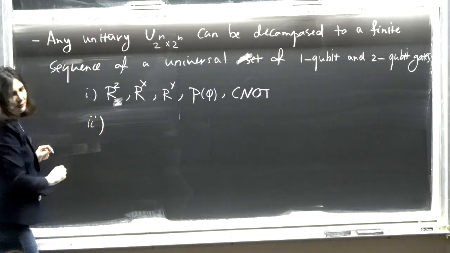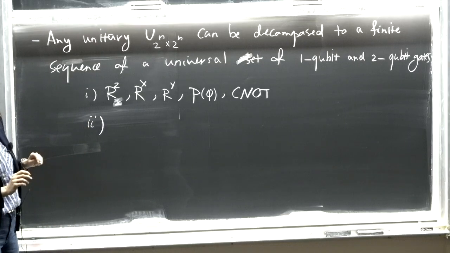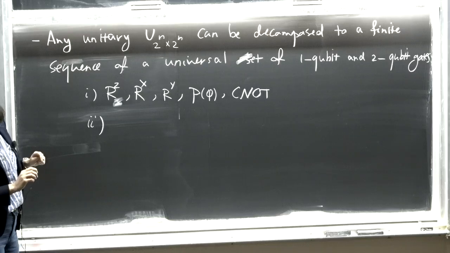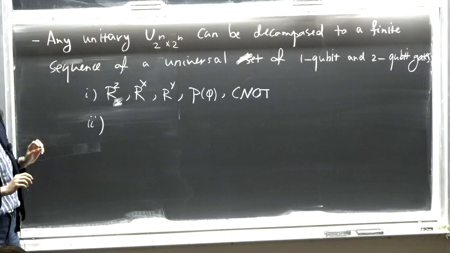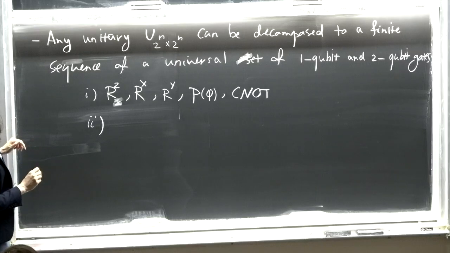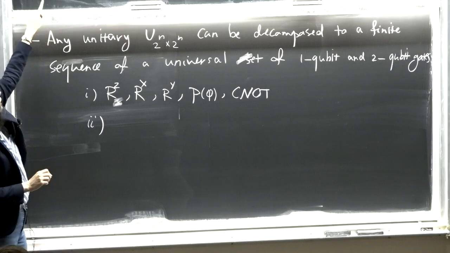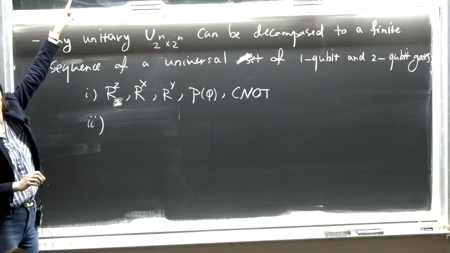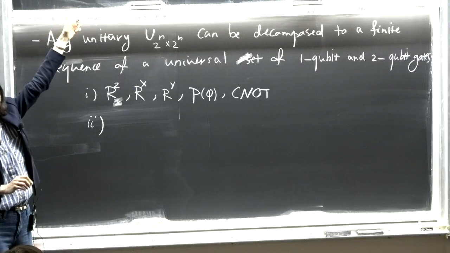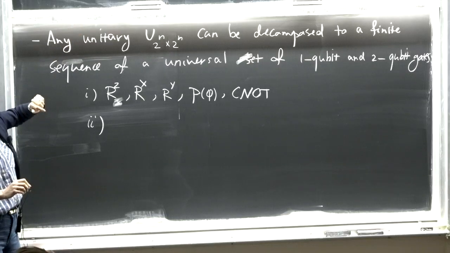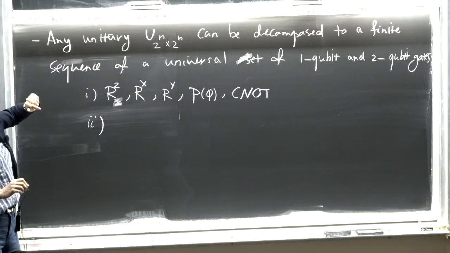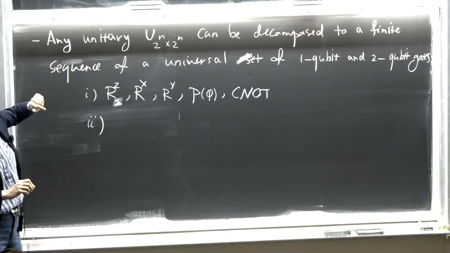Option number 2, which is more, yes? It looks like P phi isn't independent from RZ. It's just RZ of phi times a phase. No, but for this one, this is always 1. Like the first qubit, the first component of the qubit doesn't change. Yeah, so that's always fixed. You can make that stuff out of RZ by just adding an overall phase shift e to the i phi over 2 to the whole thing, which is unphysical.